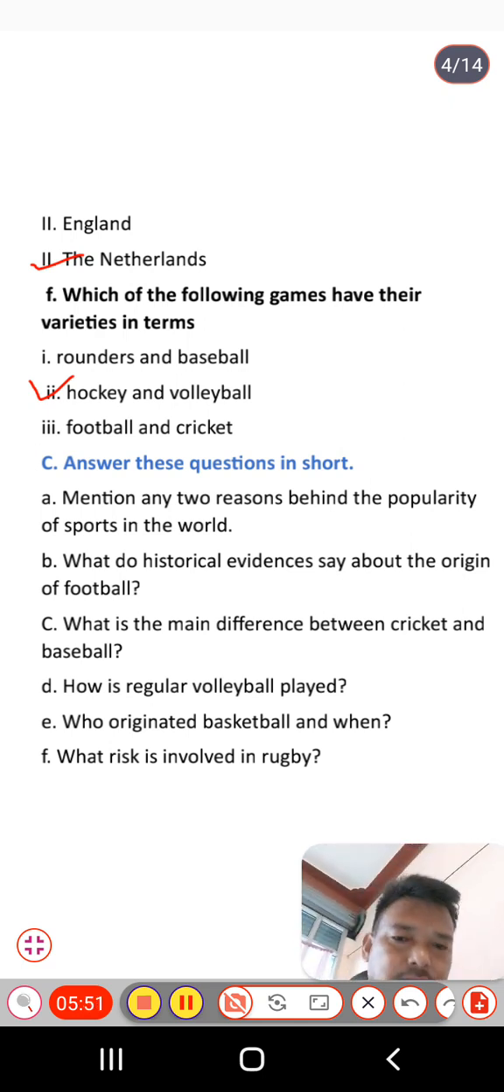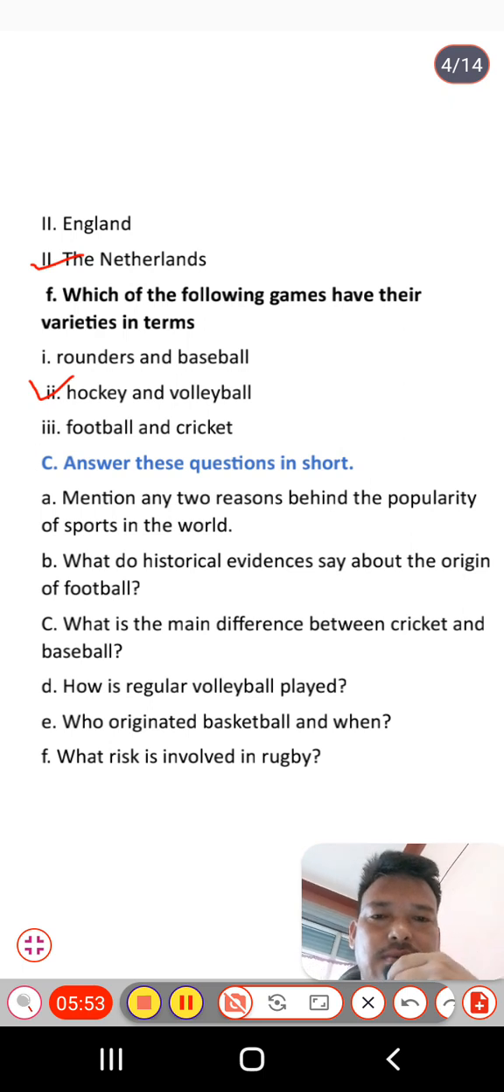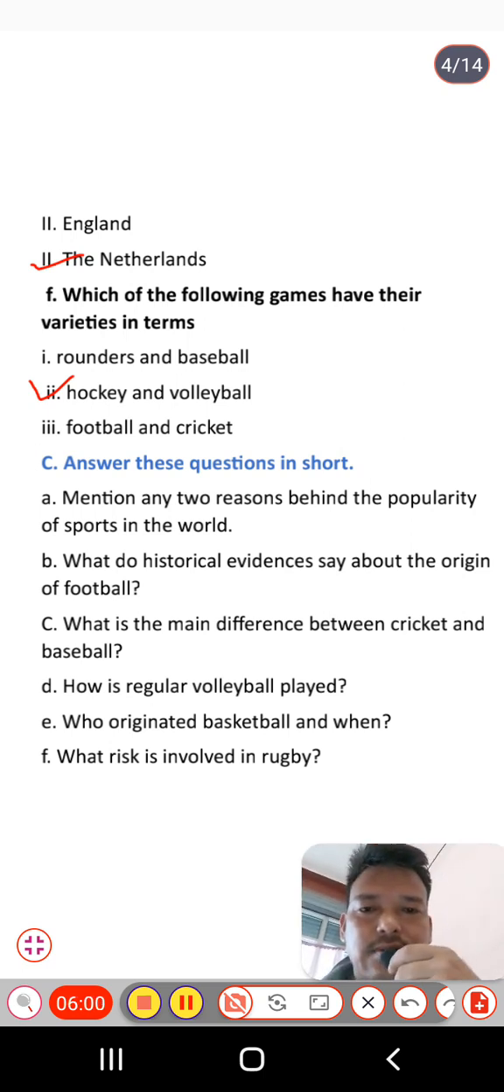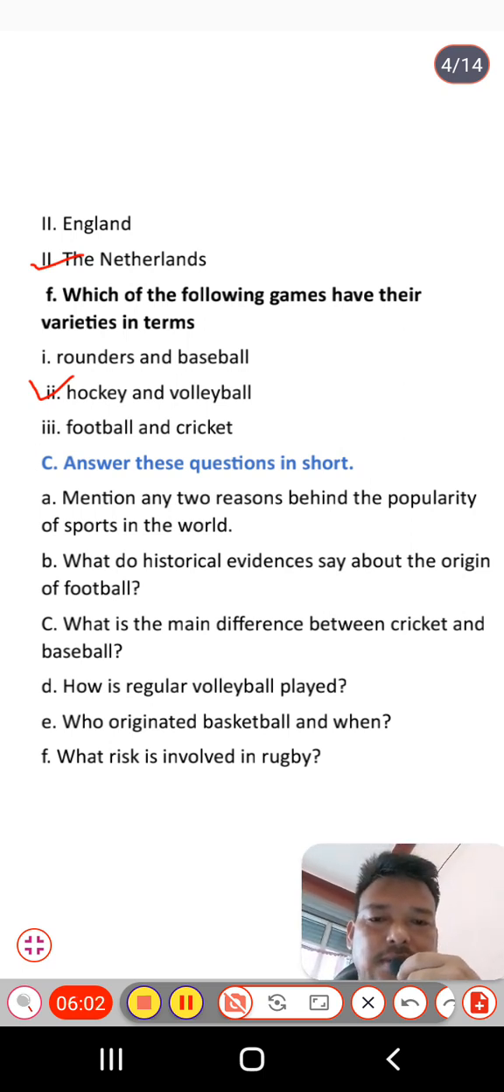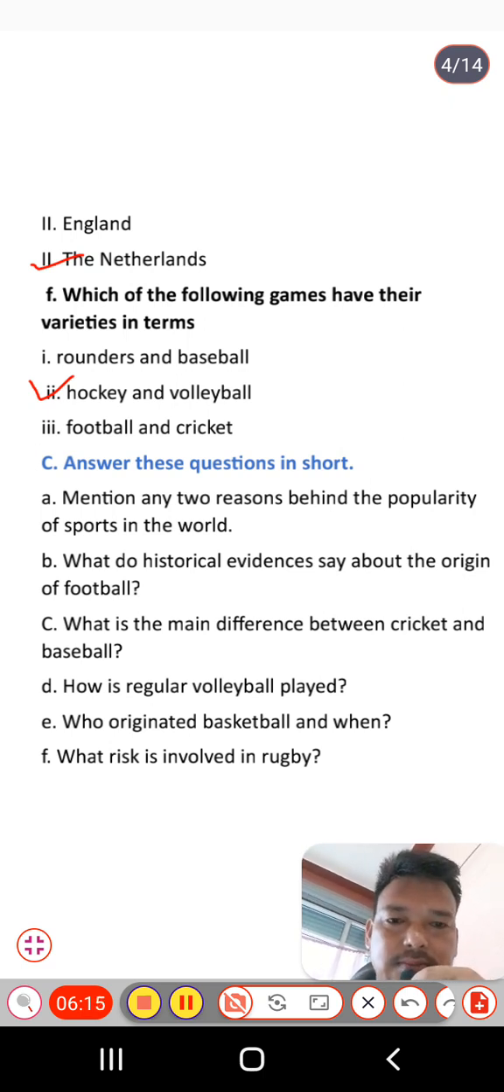So that's all about your exercise B, and now we move to exercise C, that is, answer these questions in short, very short. So here we have questions A, B, C, D, E, F. The first: mention any two reasons behind the popularity of sports in the world. I have written all the answers to these questions, so let's have a quick look at the answers.